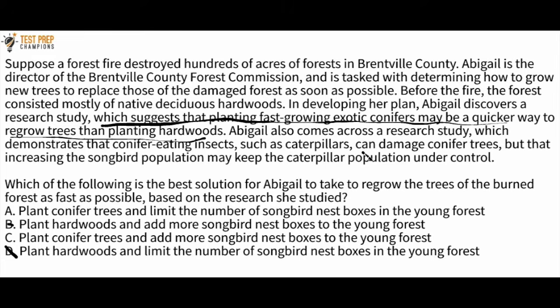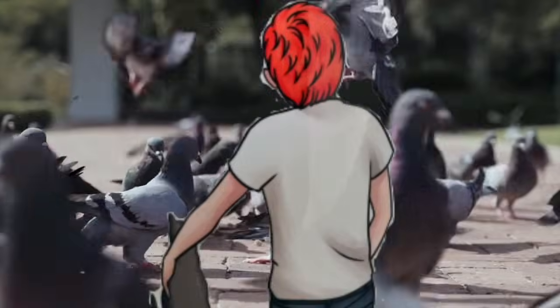So basically, if we limit the number of songbird nests in the forest versus adding more, we have to make the assumption here that adding more songbird nests to the forest is going to help the songbird population thrive. And if we have a thriving songbird population, that unfortunately means that we're probably going to have fewer caterpillars around because the songbirds are going to eat those caterpillars, right? So again, poor caterpillars. But the answer to this question here is C. Plant more conifer trees, add more songbird nest boxes to the young forest.